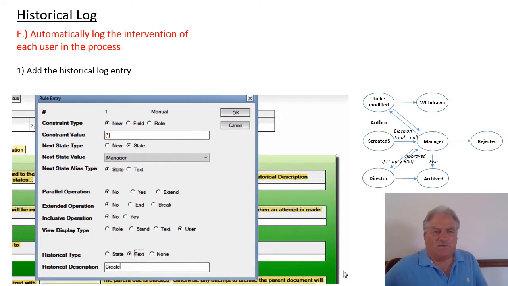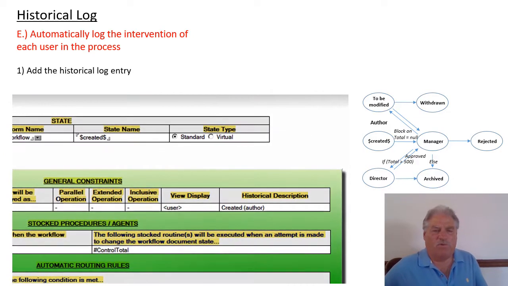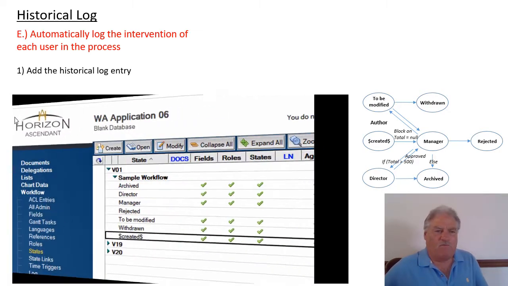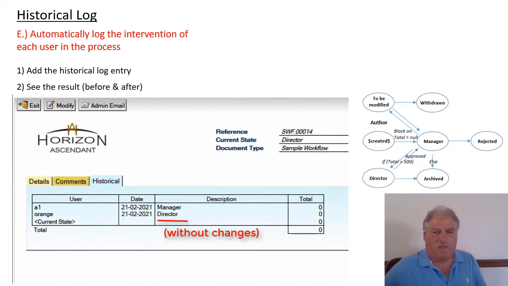So rather than indicate the state, what we want to indicate here is something that will be a little bit more useful. You can see the historical description there, so that when that rule is executed, it will be updated. So that's what it looks like without changes. In here with changes, as you can see, it's much more descriptive and helpful.